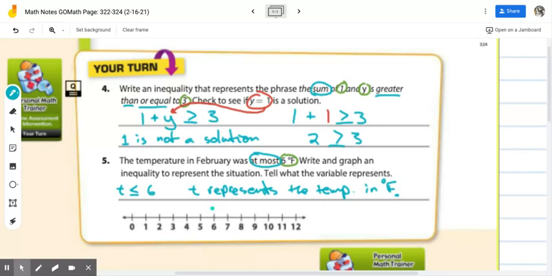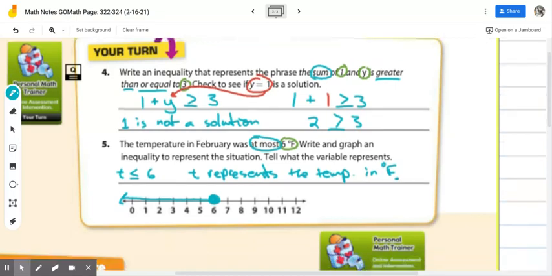And then to graph this on the number line, I have T is less than or equal to 6. I'm going to find 6 on the number line. There it is. Since this is less than or equal to, I'm going to make this a solid dot on the 6. And then I'm going to shade to the left. Everything to the left is a solution, including 6.